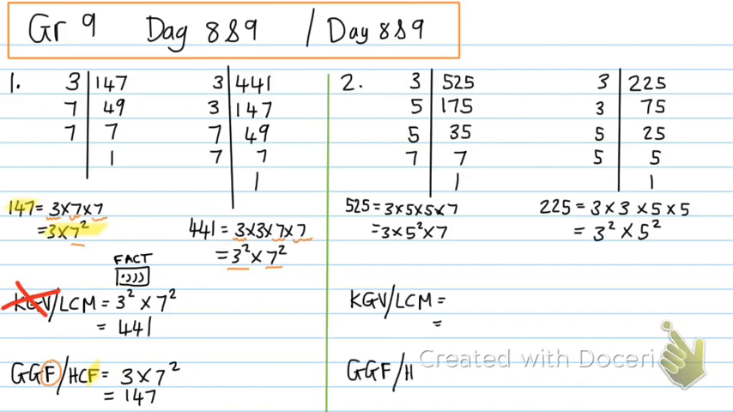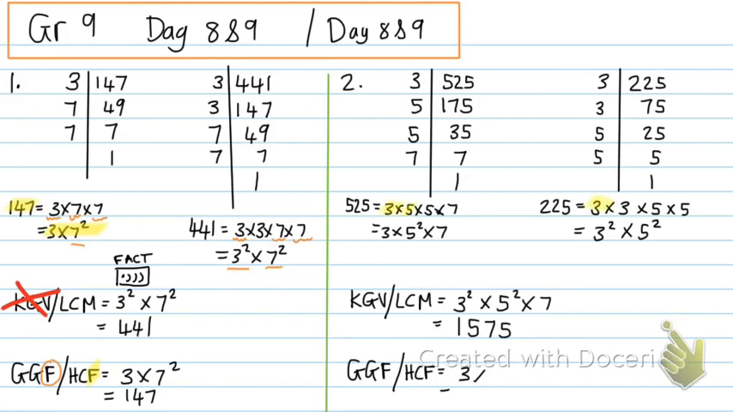So for the LCM, I need to find the highest power of each factor. So it's 3 squared is the highest power of 3. Of the 5s, it's 5 squared. And of the 7s, it's just a 7. So if I multiply all of that, I'll get 1,575.